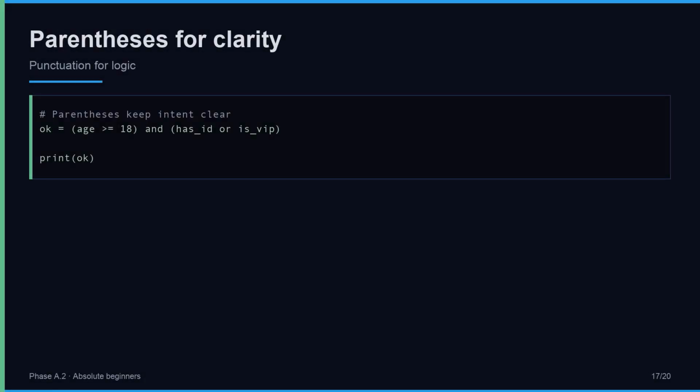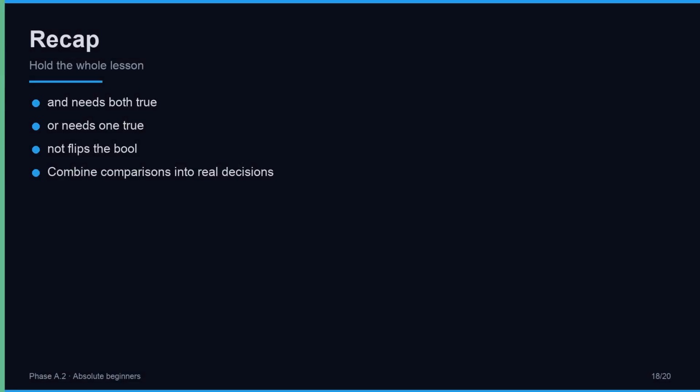When you combine 3 or more conditions, use parentheses to show what belongs together. Writing age at least 18 and, in parentheses, has it or is VIP, makes your meaning unambiguous. Python can figure out an order on its own, but parentheses tell the reader exactly what you intended. Think of them as punctuation for logic. They cost nothing and they prevent a whole class of subtle, confusing mistakes. Punctuation for logic.